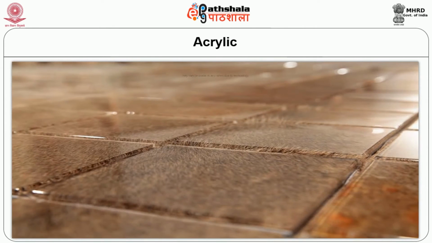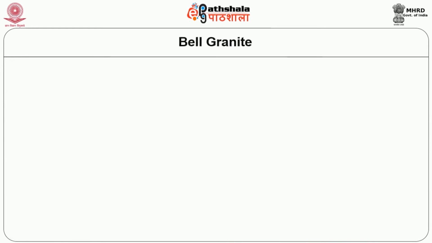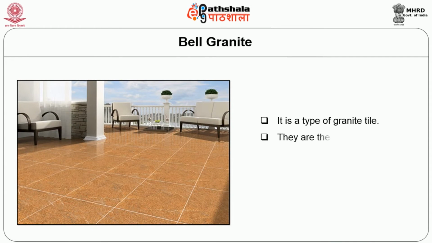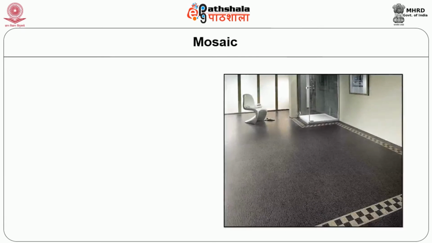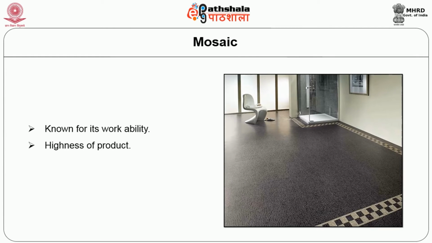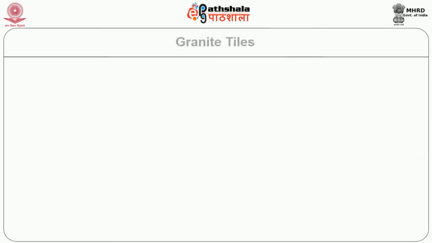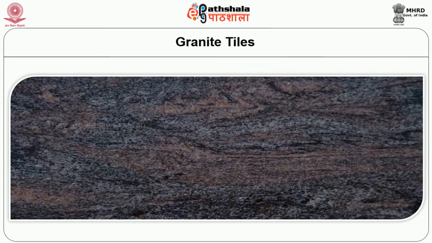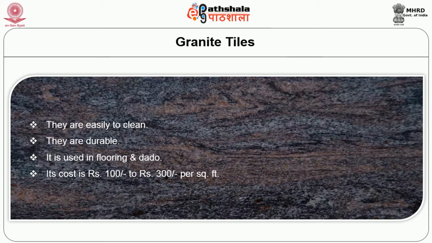Acrylic is another one which is made in any size due to technology. Granite is a type of granite tile, and this is the latest one, and this can be broken easily, and it comes in sizes of 10 millimeter. Mosaic is popularly known for its ability and highness of the product, and the next category is granite tiles, and they are easily cleanable, durable, and it is used in flooring and dado, and it costs around 100 to 300 rupees per square feet.